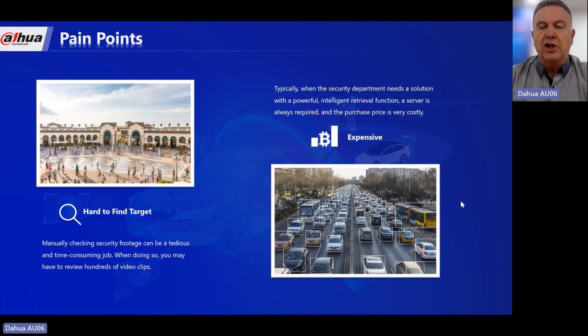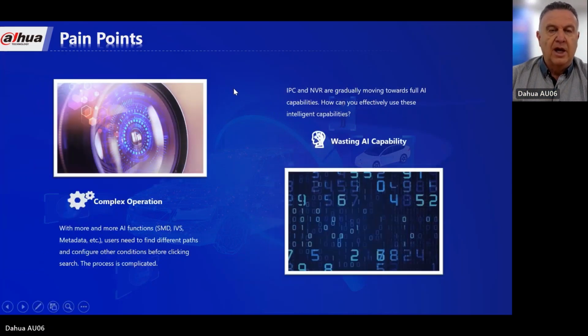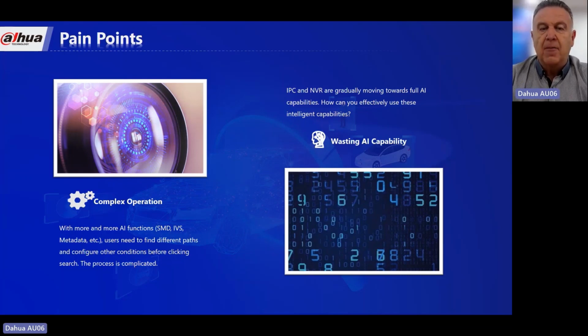Typically, when the security department needs a solution with a powerful intelligent retrieval function, a server is always required. And the purchase price can, as you probably know, be very, very costly. It is a complex operation with more and more artificial intelligent functions like SMD, IVS, metadata, etc. Users need to find different parts and configure for different conditions before clicking on search. This process can be and is complicated.